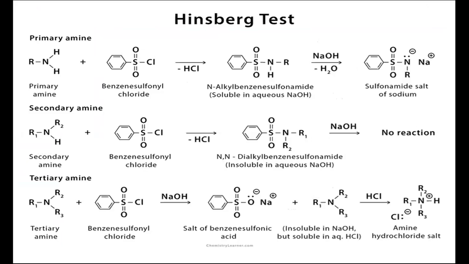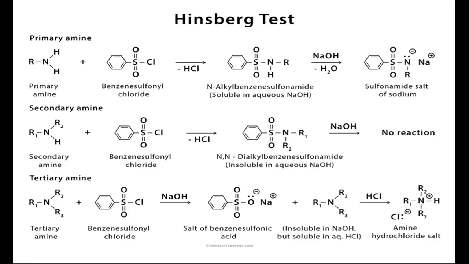Hinsberg test. This is used for the separation of amines. Suppose in a given or prepared compound, there is a mixture of primary, secondary and tertiary amines. In such cases, how are they separated? That can be separated by a method which is called the Hinsberg test or Hinsberg method. What is there in the Hinsberg method?